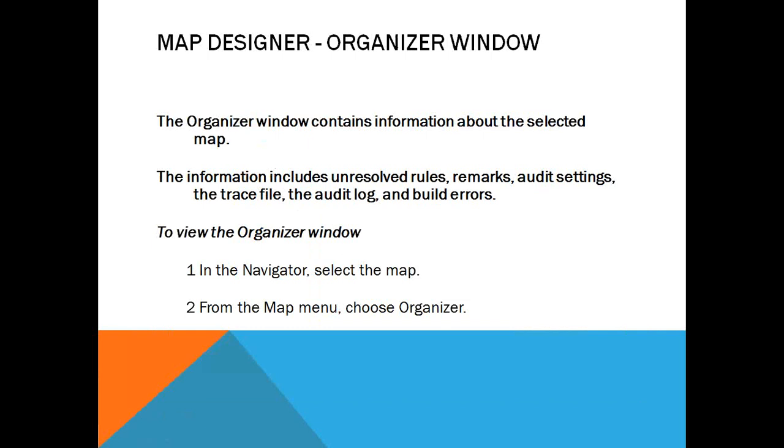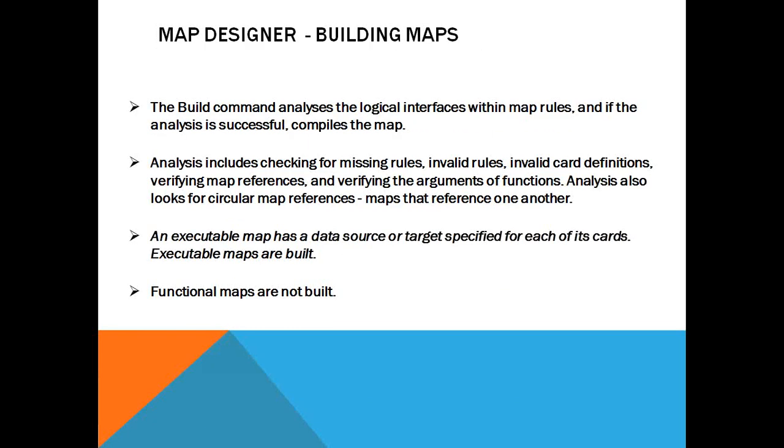Organizer window is nothing but the extended navigator window. So when you build the map, the build command analyzes the logical interfaces within map rules, and if the analysis is successful, it will compile the map. Analysis includes checking for missing rules, invalid card definitions, verifying map references, and verifying the arguments of function maps. It also looks for circular map references, maps that are referred from one to another. So that means when you build a map, it will analyze all these things.